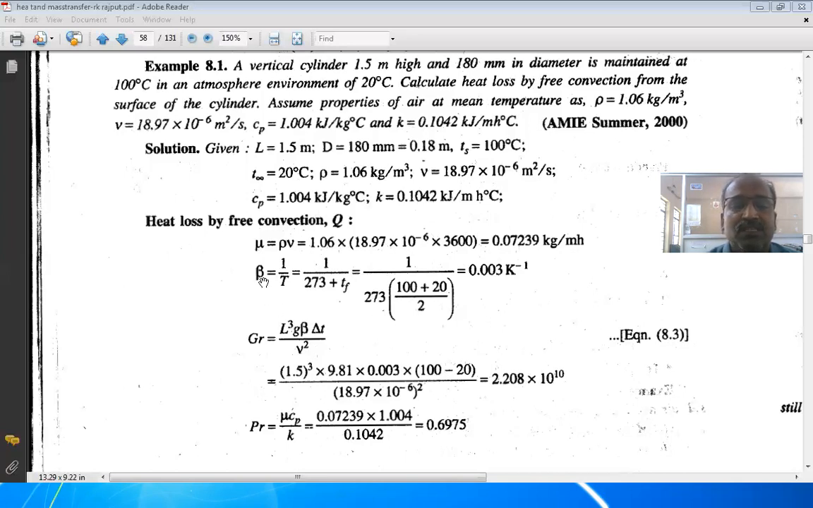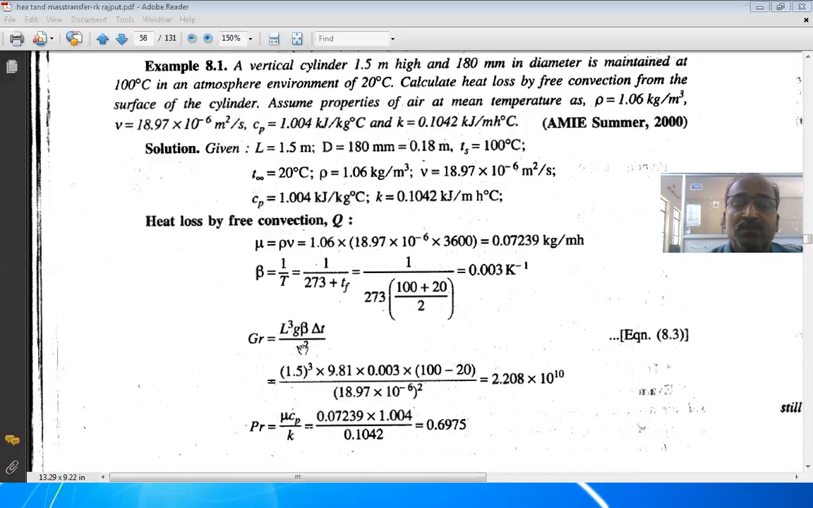Beta, coefficient of thermal expansion, 1 by T. So T must be, temperature must be in what? Kelvin. I already told that the temperature should always be in Kelvin for the coefficient of thermal expansion. So 1 by 273 plus film temperature, 273 plus 120 divided by 2, that means 273 plus 60. That is 0.003 per Kelvin. So Grashof number we have to find out.